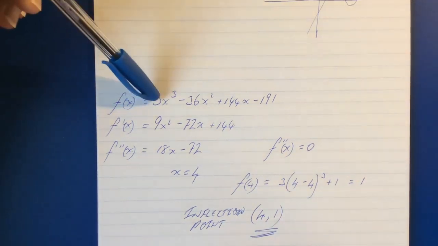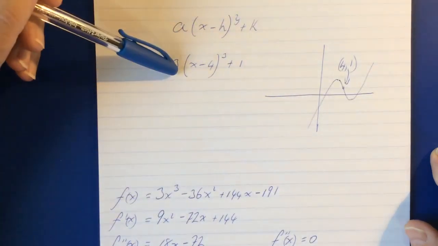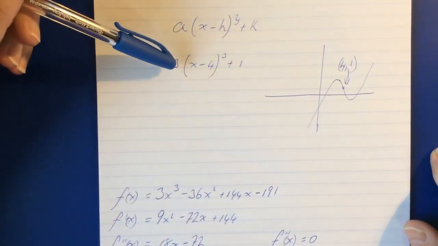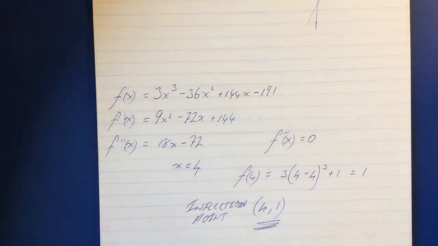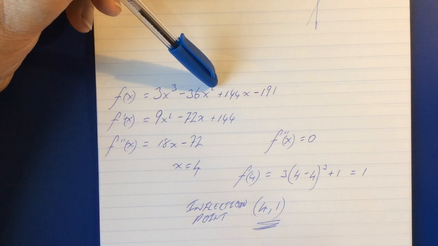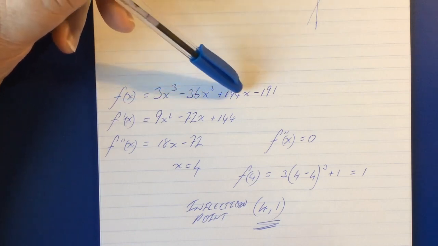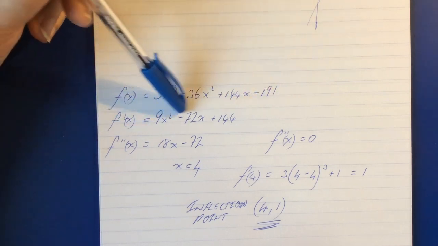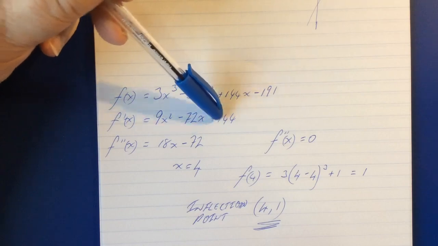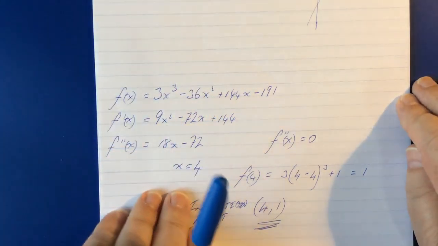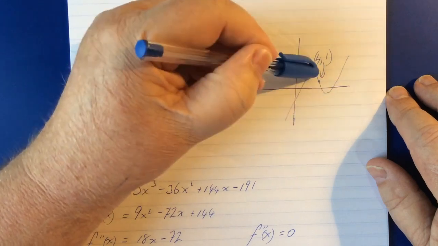So this is the expanded form of this cubic in inflection point form. So this is the expansion here: 3x cubed minus 36x squared plus 144x minus 91. Here is the first derivative. If we solve this derivative for 0, what we find is the turning points, the x values of the turning points.